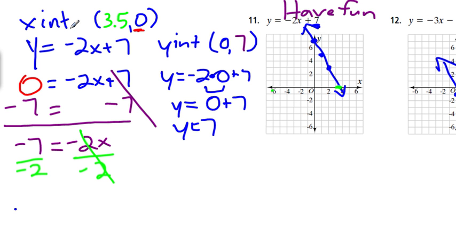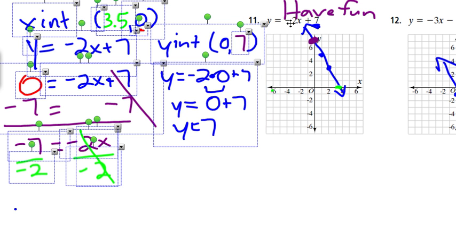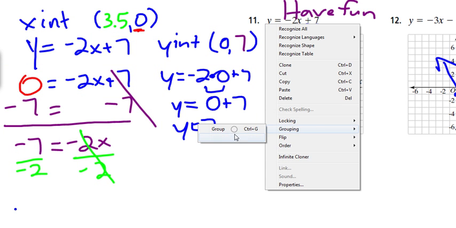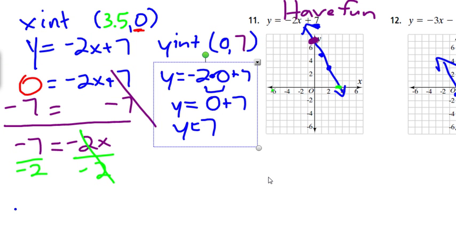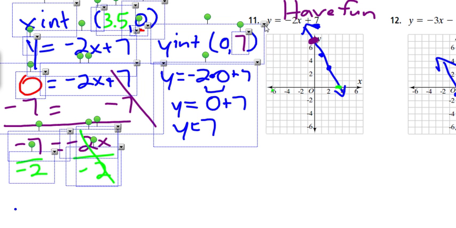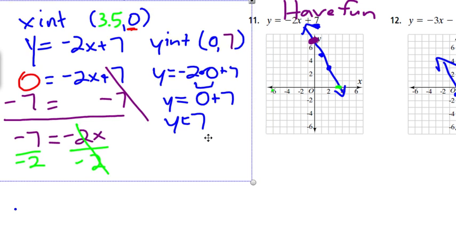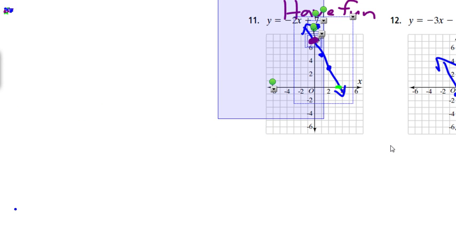Alright, so that's that. So x-intercept 3.5, 0, y-intercept 0, 7. We can see both of those points here on the line we graphed. Okay? Let's take all that and make it a little bit easier to see. Alright, very good. So let's bring this over.